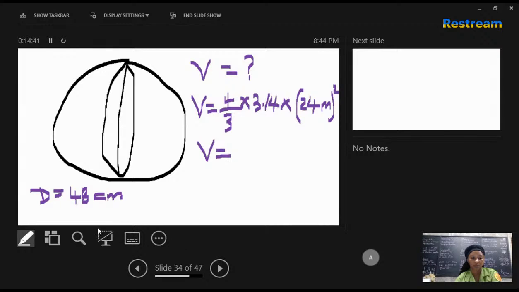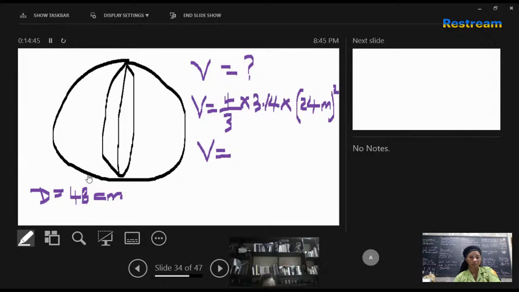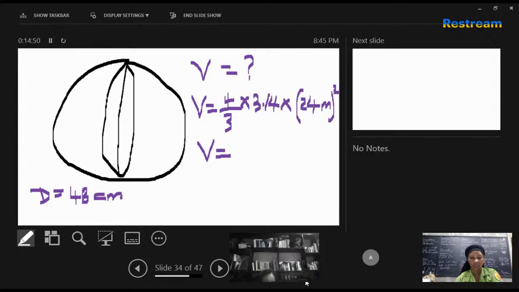Just work out everything. That would give 100.48 meters squared. What's the unit? Meters what?